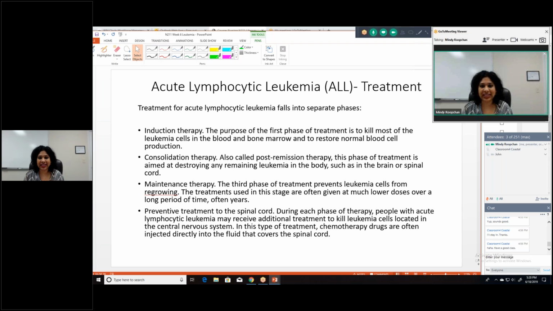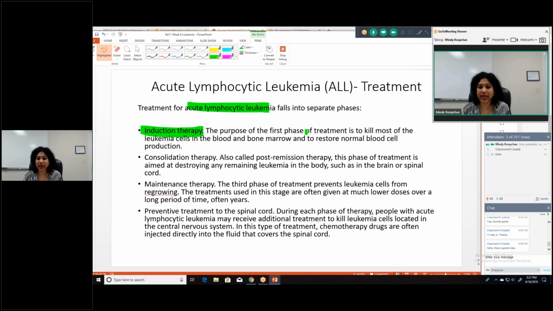So while these slides seem to be a lot of information, you'll notice as we're going through them, a lot of it is repetitive, right? You'll see the same thing, and I won't read it every single time. So the treatment for acute lymphocytic leukemia, or ALL, falls into 3 phases. We have the induction therapy. That's the first phase.